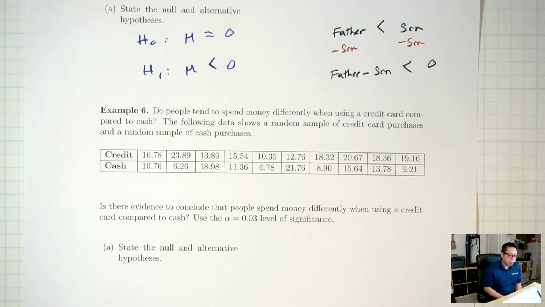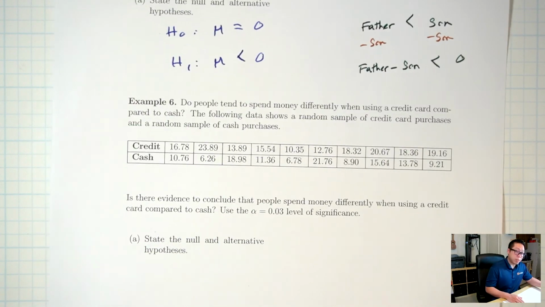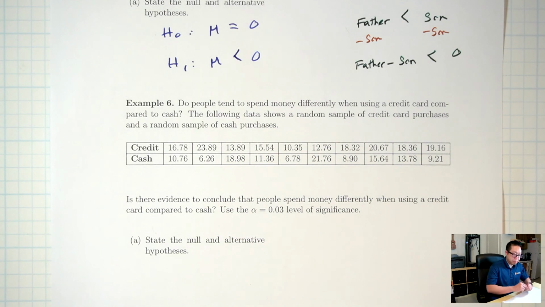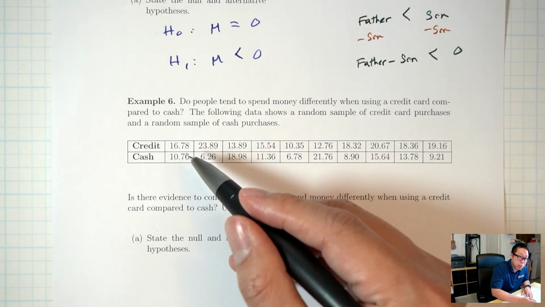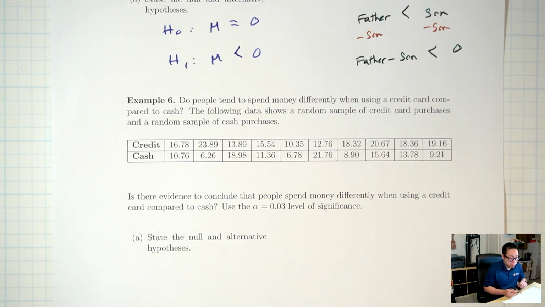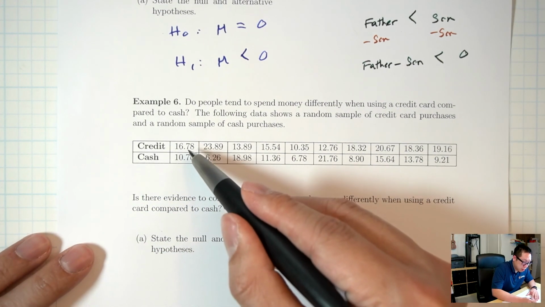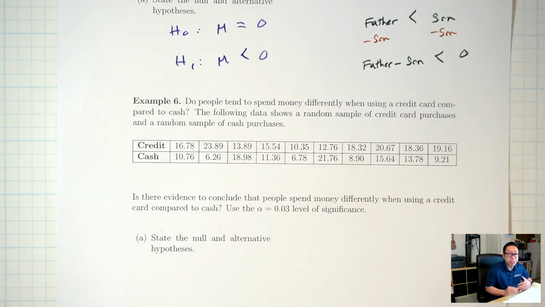Example 6. Do people tend to spend money differently when using a credit card compared to cash? The following data shows a random sample of credit card purchases and a random sample of cash purchases. Is there evidence to conclude that people spend money differently when using a credit card compared to cash? Question, is this independent or is this matched? So you may say that these are credit card and cash purchases from the same person. If that's true, this would be matched. So if this is a credit card purchase and a cash purchase by the same person.